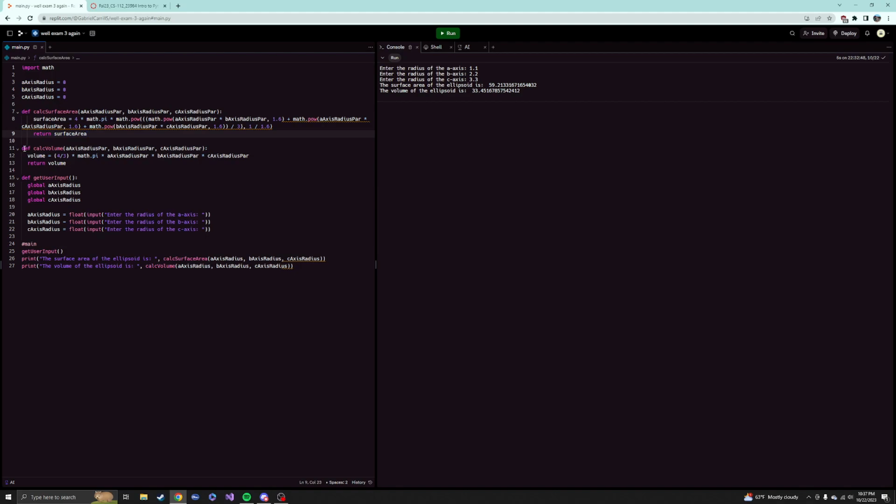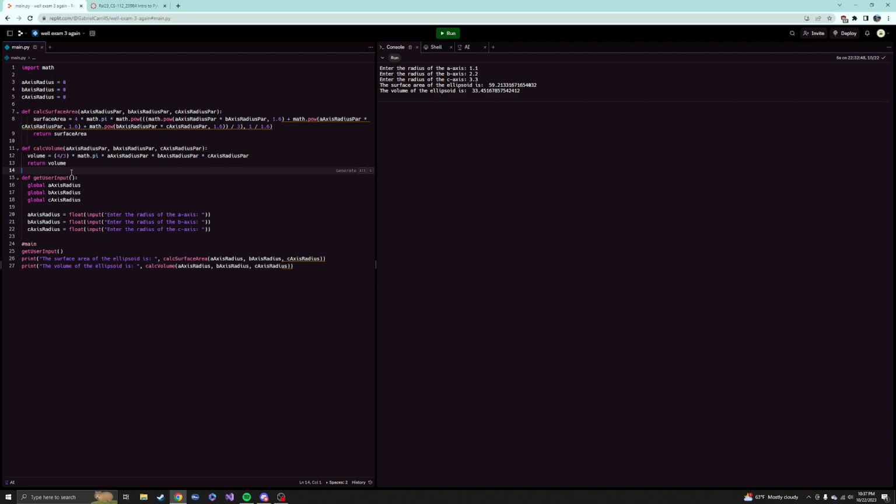Here we have calc volume. Again, a-axis radius, b-axis radius, c-axis radius are going to be the parameters. And then here we have the formula. Volume is equal to the formula that we're given inside the requirements.